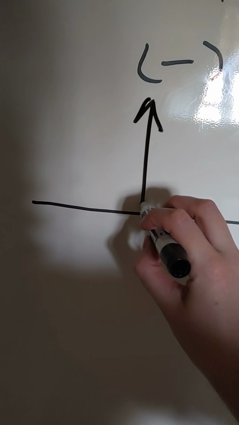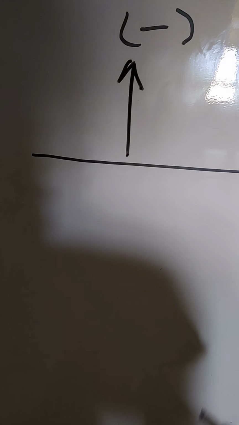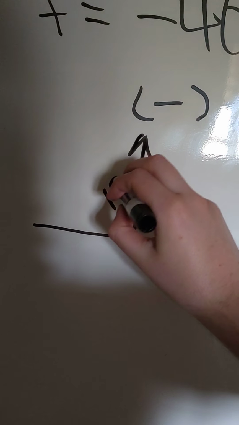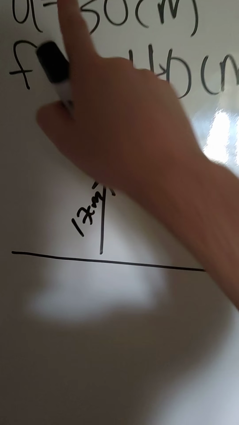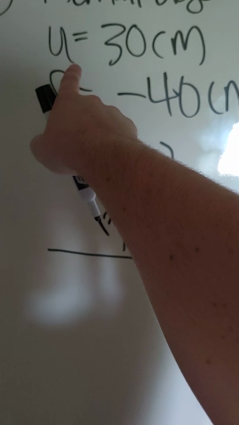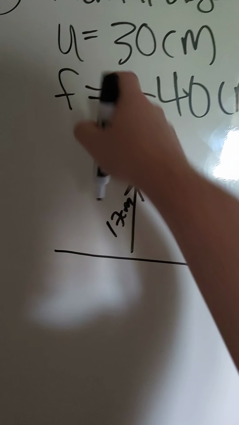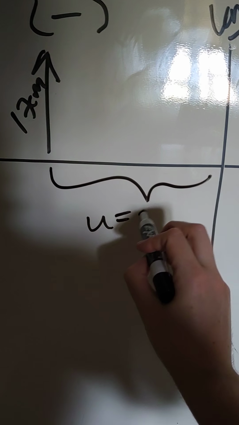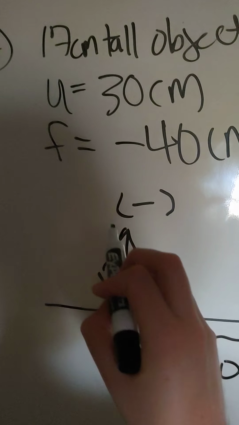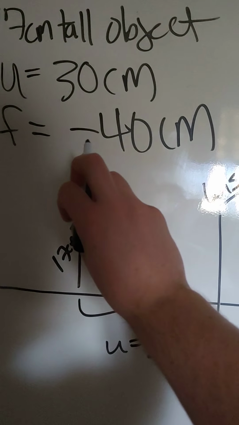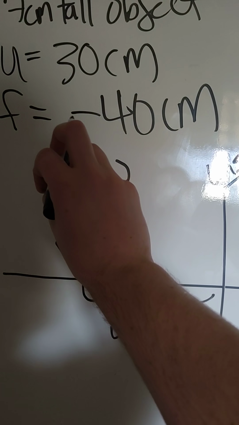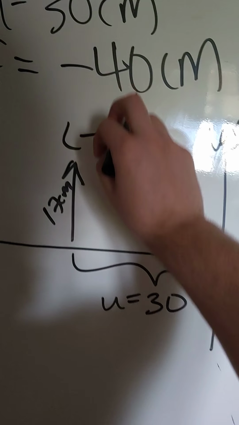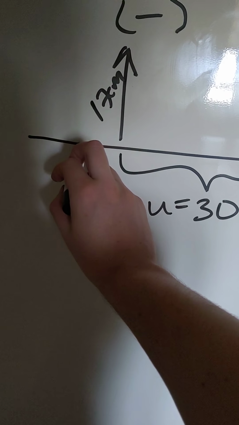Big object. And so we know the object is 17 centimeters. I'm going to throw that on there so that we know that the distance the object is from the lens is 30 centimeters. So U equals 30. And then the focal length is a minus 40 centimeters. The minus says that the focal length is here on the left side. It's 40, so it's greater than 30, so it's further left.